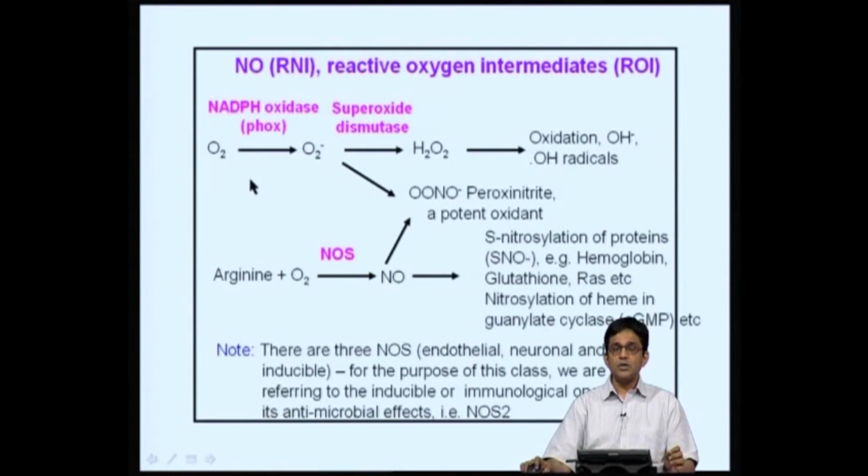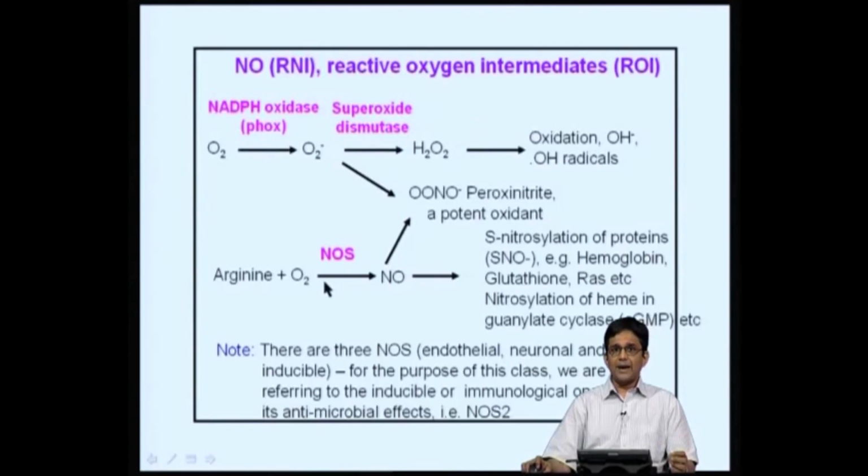So, here you have oxygen, which is converted by NADPH oxidase. Now, NADPH oxidase needs to be assembled in the membrane upon activation. Once it is assembled, it can form superoxide, and the superoxide, which is highly potent, can be converted into hydrogen peroxide, or it can combine with nitric oxide to form peroxynitrite, which is a potent oxidant. And then the hydrogen peroxides can go on to form hydroxyl radicals, and these will be a part of the reactive oxygen intermediates.